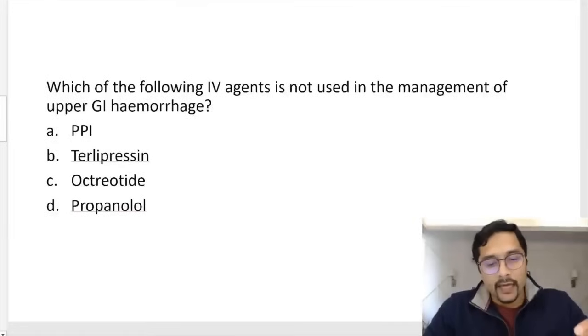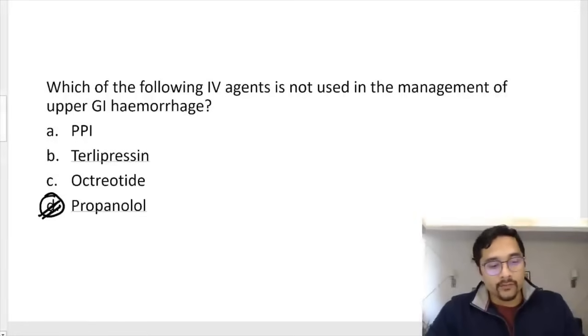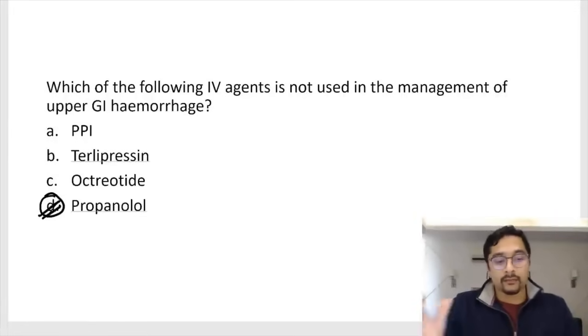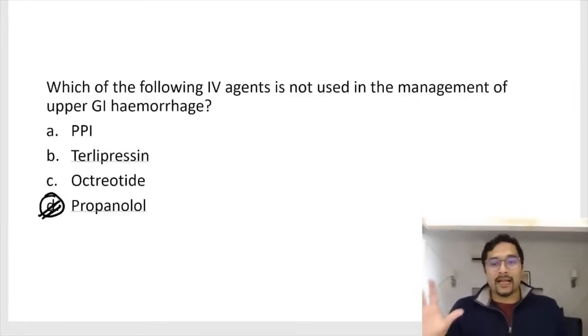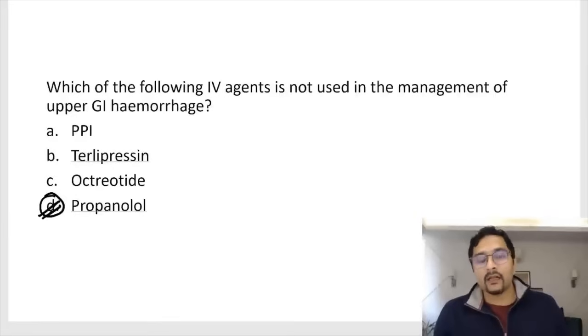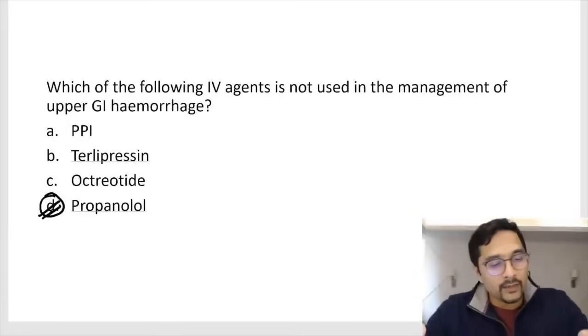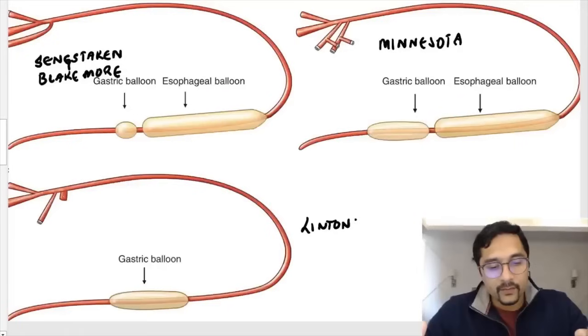Which of the following IV agents is not used to manage upper GI hemorrhage? IV propranolol is not used because in upper GI hemorrhage, blood pressure is already low. And in low blood pressure, if you give IV propranolol, that can bring down the pressure further. That can be detrimental. Oral propranolol is used as prophylaxis, not IV propranolol.